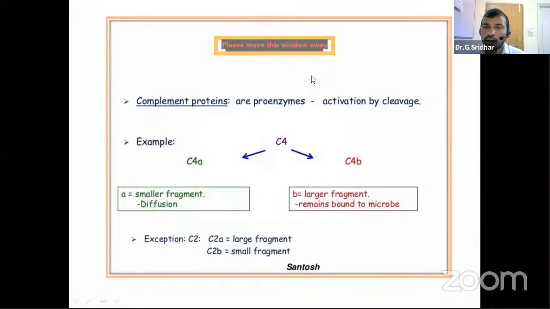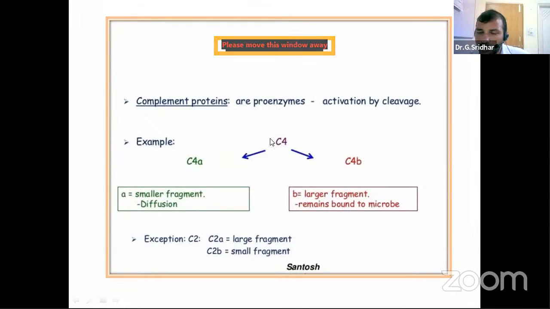Thank you. What is the meaning of activation of complement proteins mainly? Activation of complement proteins means you have to split one complement protein into two small subunits. The subunit ratio is also different. One subunit will be big, one subunit will be small. You can see here, complement proteins are pro-enzymes, activated by cleavage. That means by split.